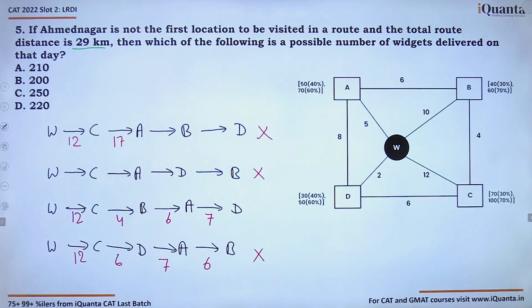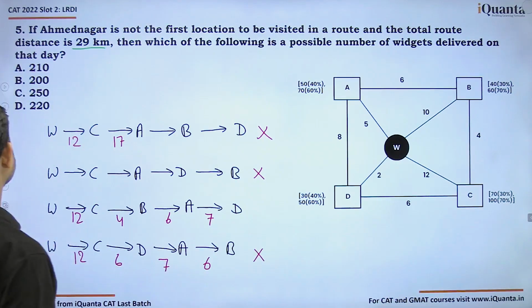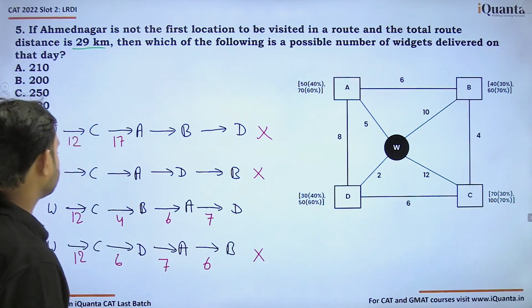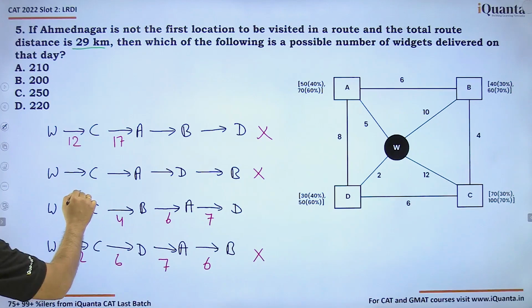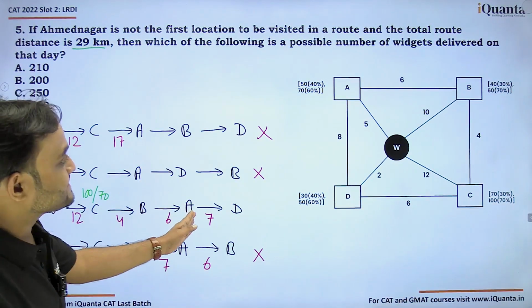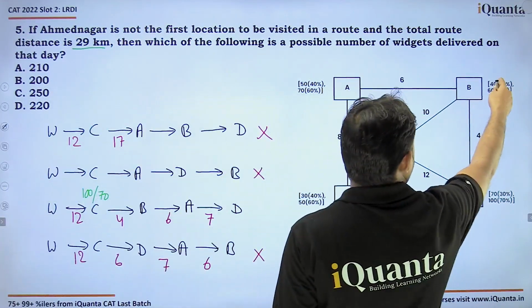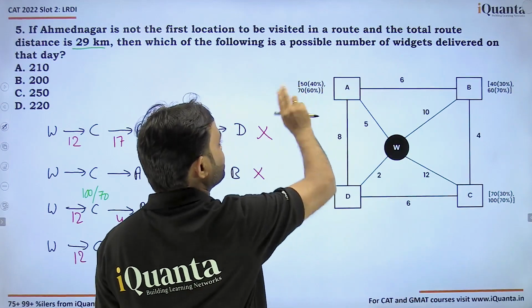Now, what are the possibilities of demands in these locations? So as we are starting with C, it could be either 100 or 70. But A is coming after B. The demand at B is 40 or 60. The demand at A is 50 or 70.